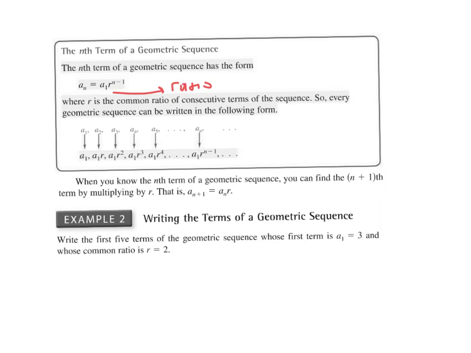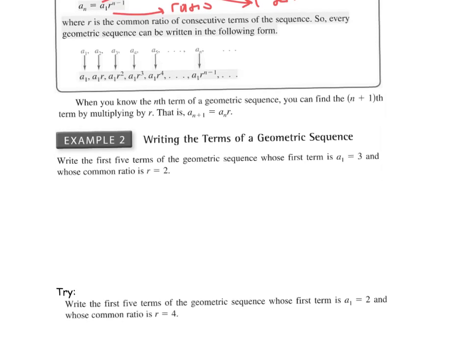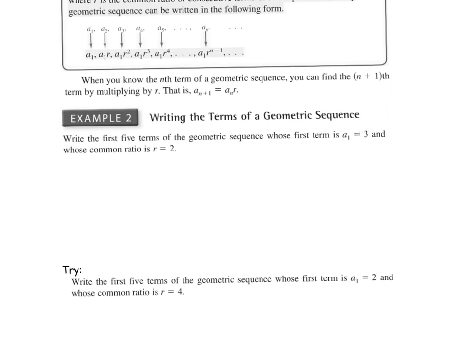You know what A1 is. That's still your first term. And n is still whatever term number they give you. If you're writing a rule though, you don't actually have to plug in anything for n. So just to start off, we're going to write the first 5 terms of a sequence.